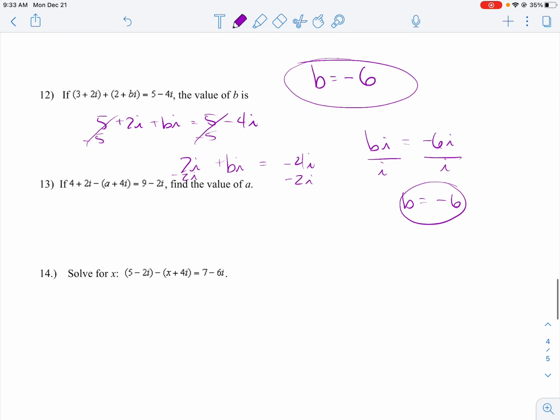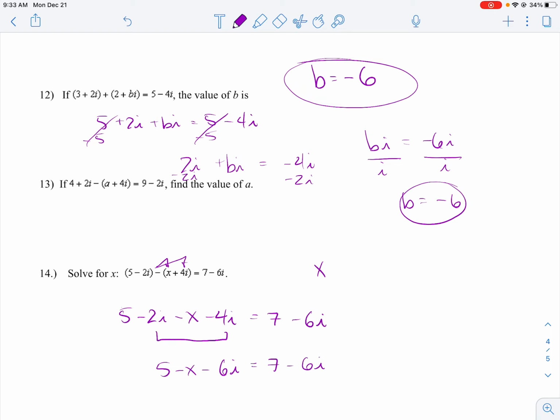Number 14. Alright, now make sure you distribute that negative sign, so 5 minus 2i minus x minus 4i is equal to 7 minus 6i. Okay, so combine like terms here, so I'm going to get 5 minus x minus 6i is equal to 7 minus 6i. Okay, so now we've got to figure out what value x has to be in order to make sure I get a 7 here.